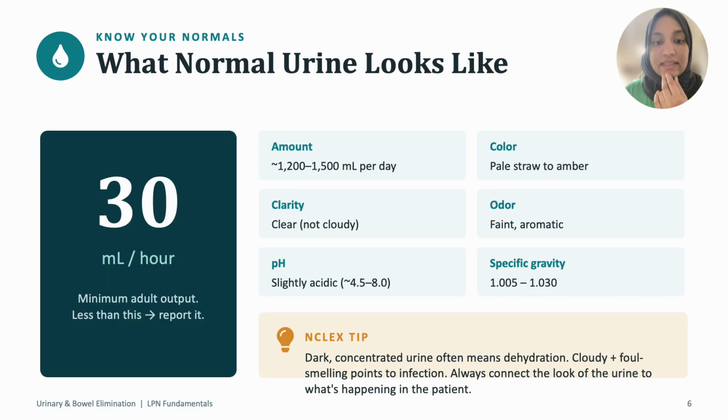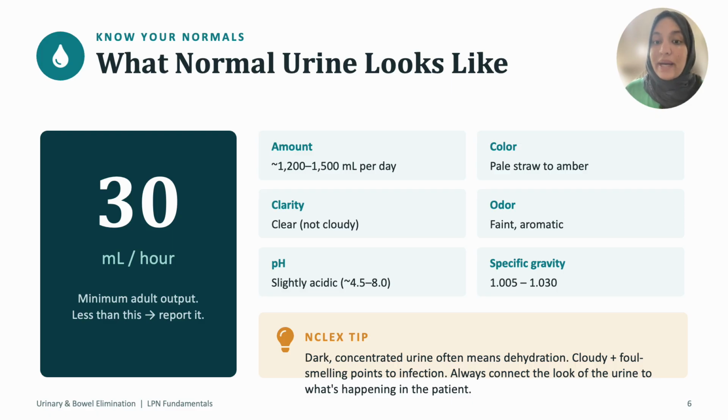Now memorize this number right here, 30 ml per hour. This is the minimum acceptable urine output for an adult. Anything below that, you will report it because it can signal poor kidney perfusion. Over a day, that's about 1,200 to 1,500 ml per day.